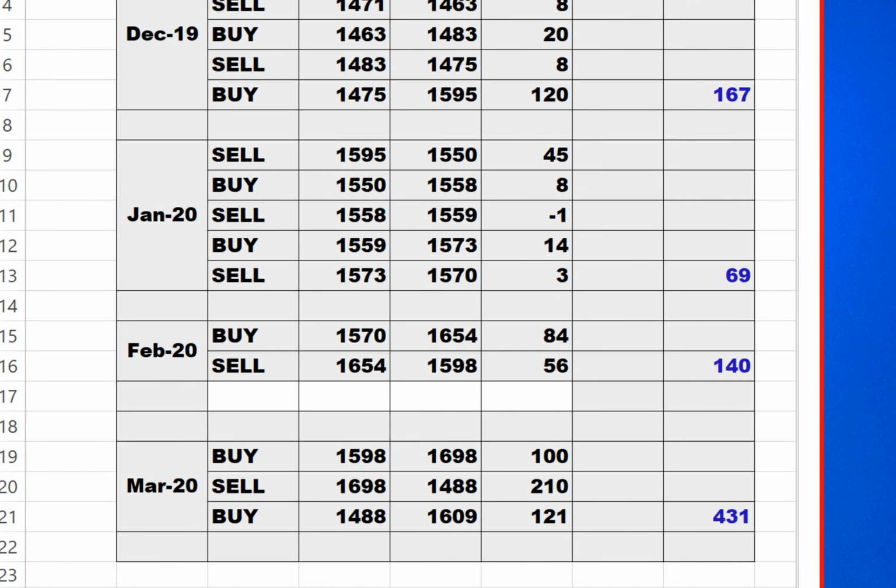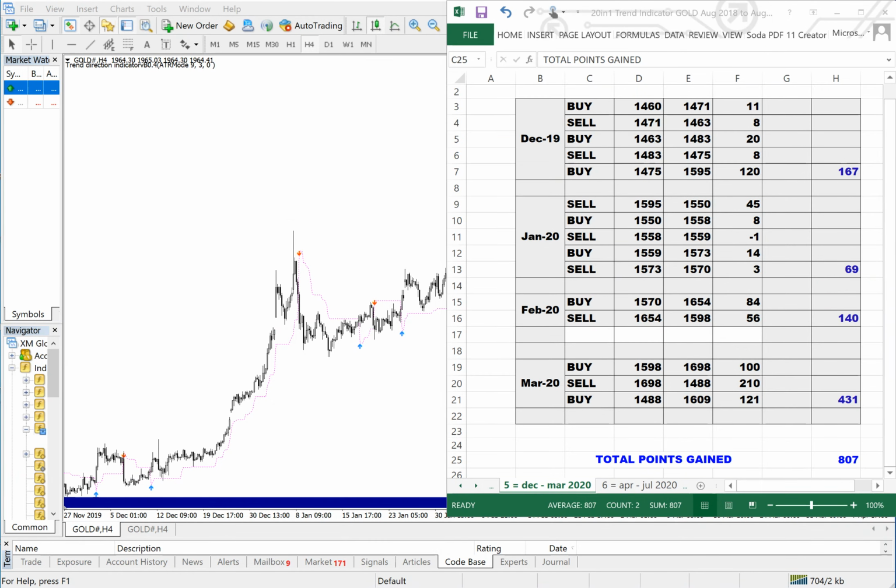You can see in December itself 167 points. Here 167 in December, in January 70 because it was in a consolidation period, but in February and March gold was just going on a one side move. It was uptrend, so clearly it is visible as you can see 140 points gain in February 20 and 431 points gain in March 20.